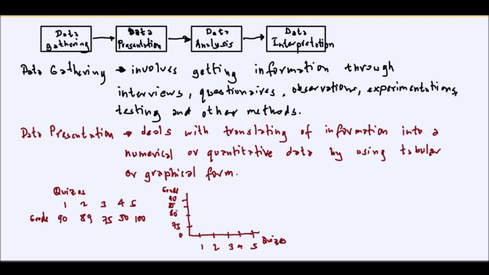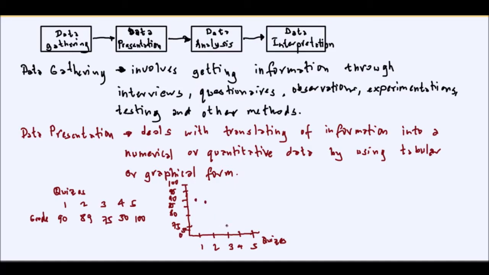So for example, if you are going to graph this one, this will be 95 and this will be 100. So for quiz number 1, suppose this here's our 50, so you have 90. So this is our 90. Then for quiz number 2, 89, so a little bit lower. Then for quiz number 3, this is 75.